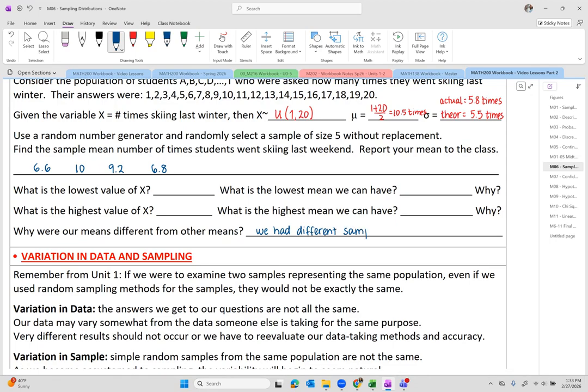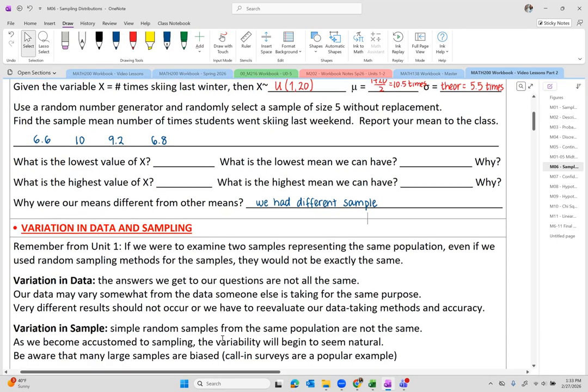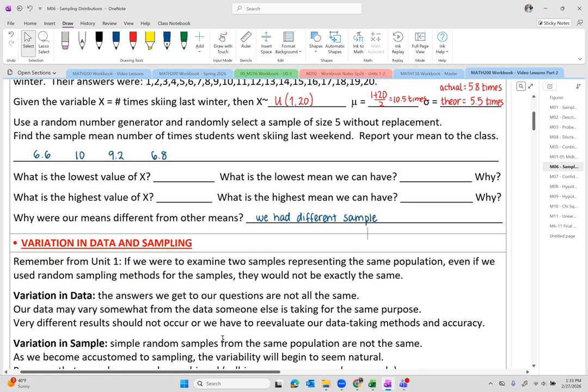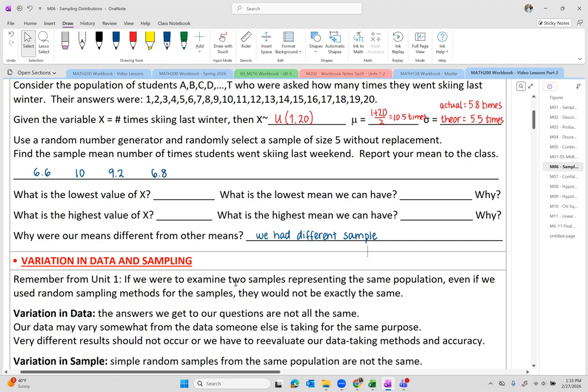This is called sample variability. So between samples from the same population, your samples are different, and therefore you get different answers. And then the other thing is, why, if we have 2 different samples, don't we get the same data values? And the answer is that people gave different answers. There was data variability. So the answers we get to our questions are not all the same.